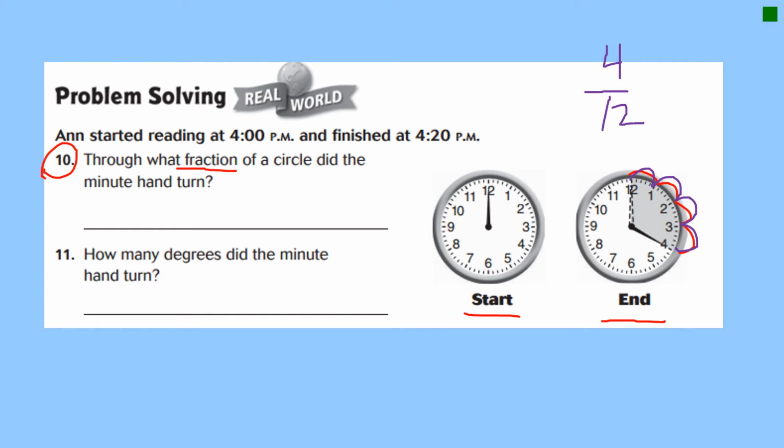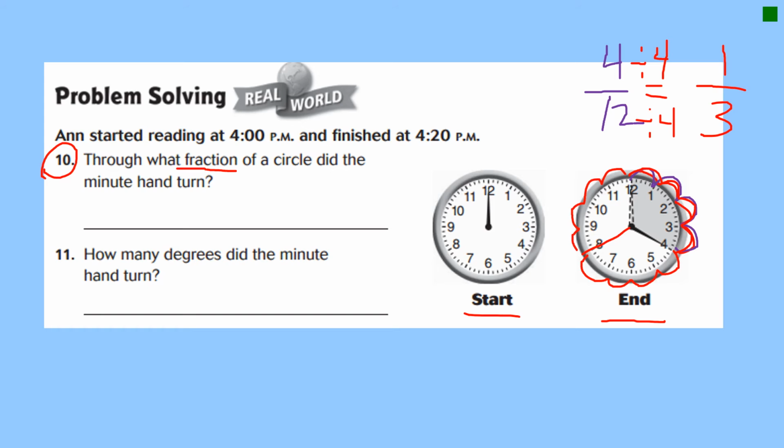4 times 3 is 12. Oh, so hold on, guys. I want you to notice what I'm going to do here. 1, 2, 3, 4. 1, 2, 3, 4. I just drew a picture of 4/12 in simplest form. I divided the 4 parts by 4, and I divided the 12 parts by 4. 4 divided by 4 is 1. 12 divided by 4 is 3.